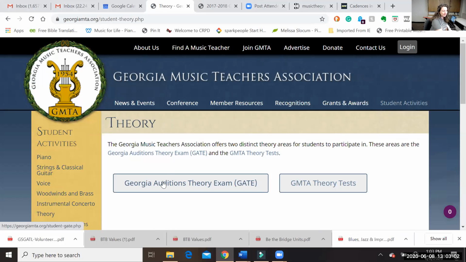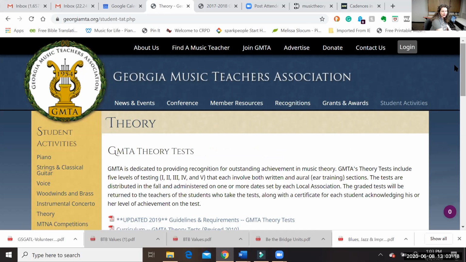Now there are two buttons here. There's the GATE exam, which you do not want. Do not click on the first button on the left. Instead, go over to GMTA theory test. Click on that, and that will take you to this page.